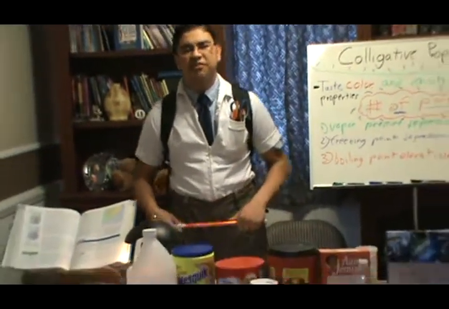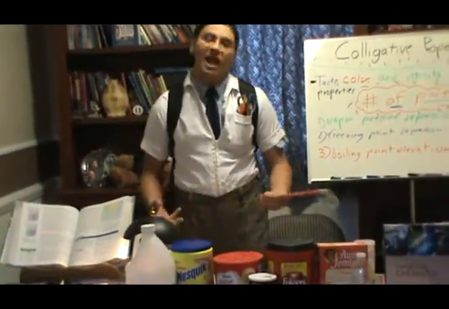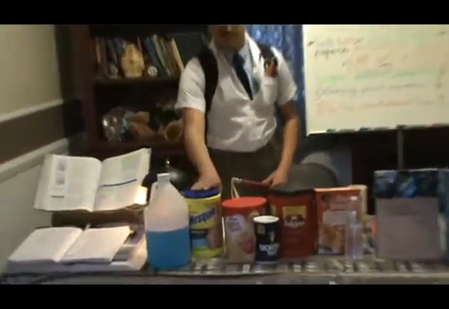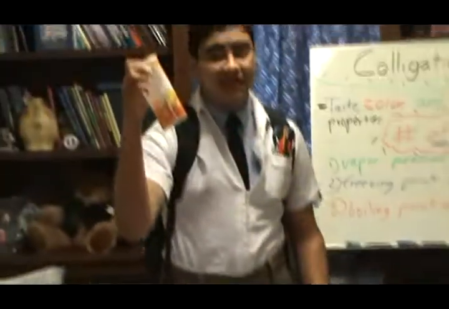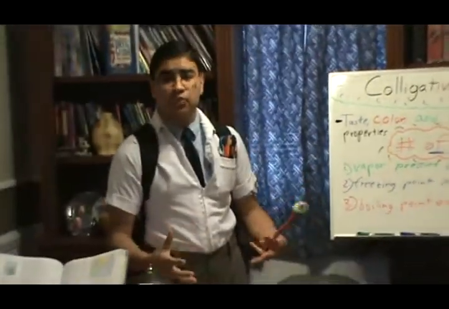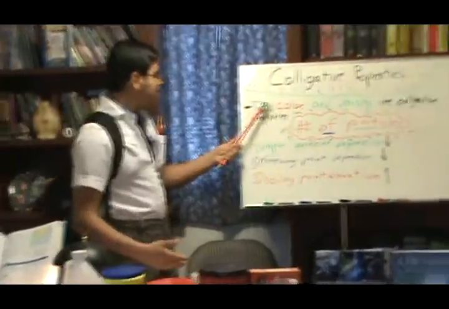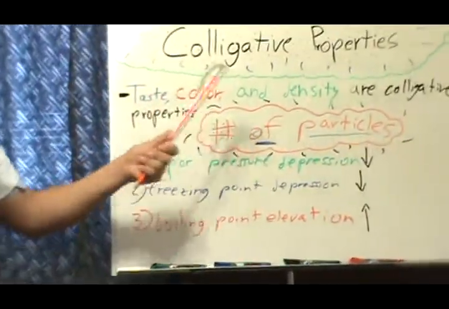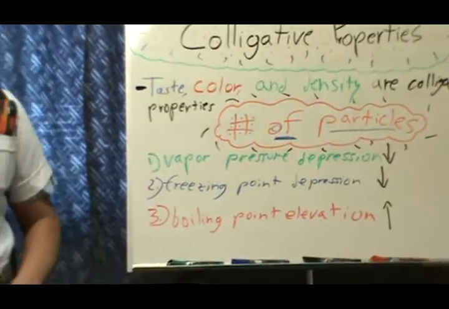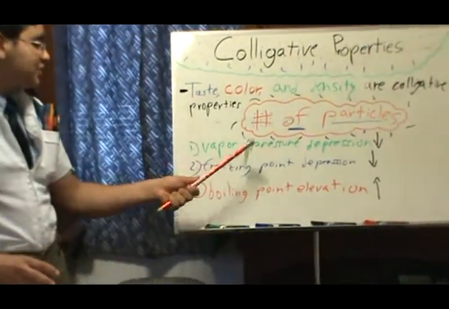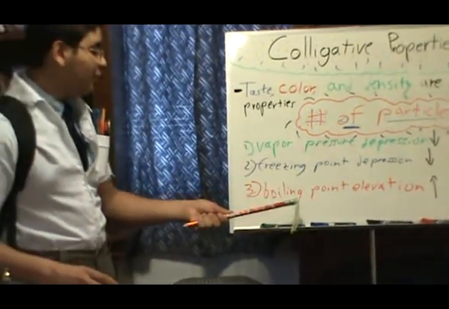But you may ask yourself, what does that have to do with me? Well, every day when you make a solution such as chocolate milk, coffee, or iced tea, you determine the taste of the beverage with colligative properties. So, taste is a colligative property, along with color and density. But today, we will look at three other examples: vapor pressure depression, freezing point depression, and boiling point elevation.